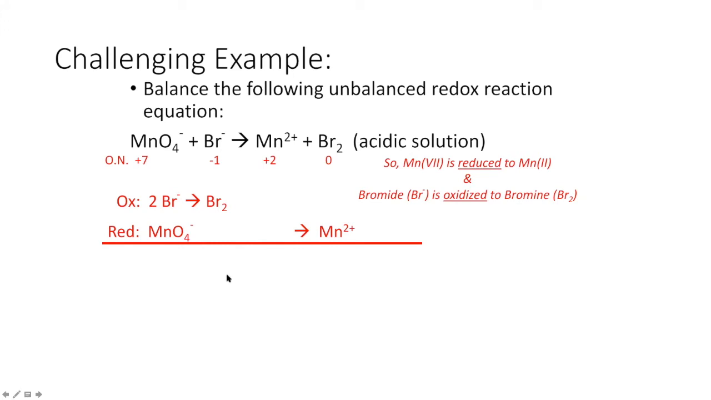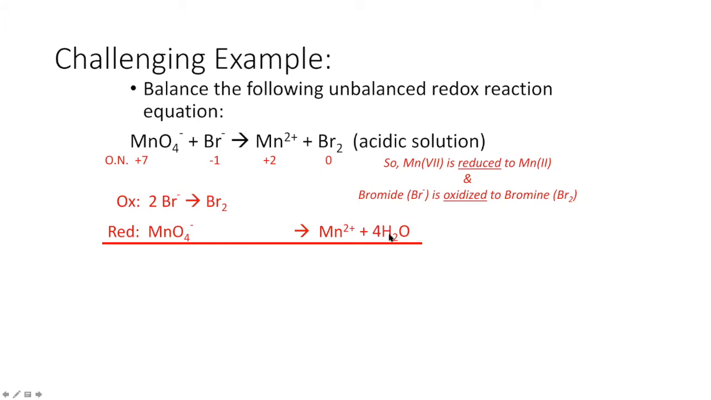Okay. So now I've got it divided up into my oxidation half reaction and my reduction half reaction. And I've already balanced all of the elements except oxygen and hydrogen. We've got 2 bromines, 2 bromines, 1 manganese, 1 manganese. So now I have to balance oxygen and hydrogen. So how do you do that? Well, look at the step. It says for every oxygen, we need to add a water on the other side.